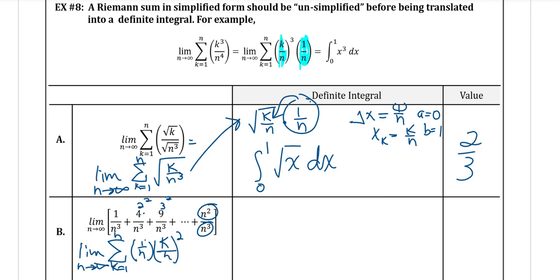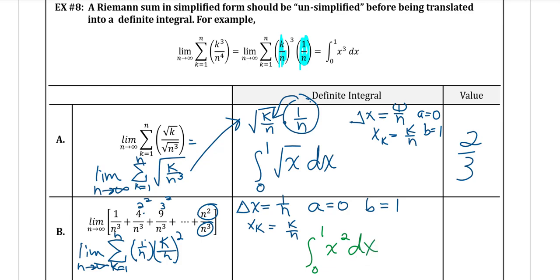Now that I can see that, I can see that my delta x is 1 over n, and I don't have any other terms added or subtracted, so I started at 0, which means b has to be 1, and then my x sub k is k over n. So now I can write my integration. My integration is going to be from 0 to 1, and my function is going to be, I'm squaring, so it's going to be my x sub k squared dx. And when I do this, I get 1/3 as a value.